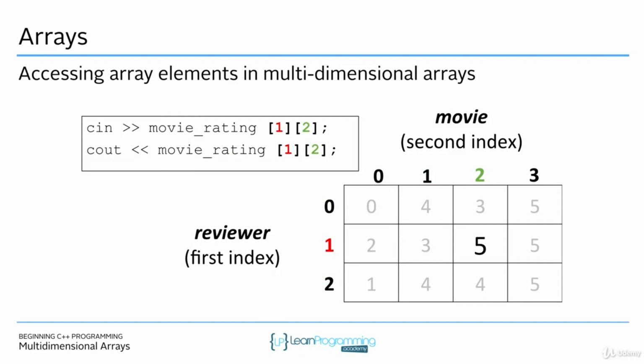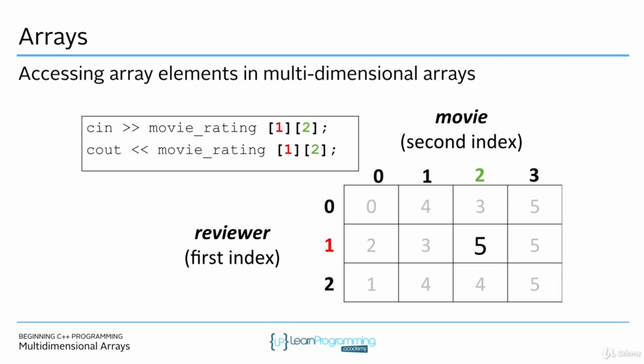Accessing the specific movie rating is easy. I can ask the user to enter a movie rating as an integer and store it in movie rating sub 1 sub 2. Suppose the user enters 5. This would update that specific element in the array. I can also display that element to the console using the same syntax.